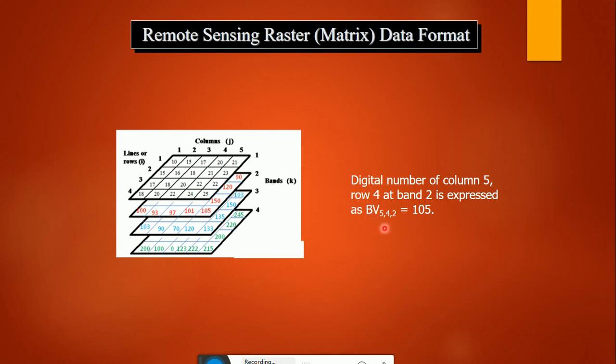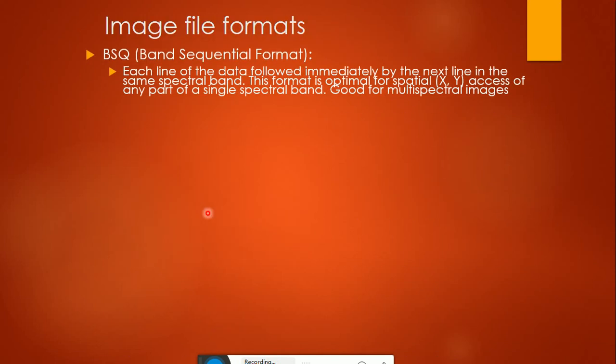And what is the BIL, band interleaved by line format. The first line of the first band followed by the first line of the second band followed by the first line of the third band, interleaved up to the number of bands. Subsequent lines of each band are interleaved in a similar fashion. This format provides a compromise in performance between spatial and spectral processing, and is the recommended format for most image processing tasks, good for images with 20 to 60 bands.